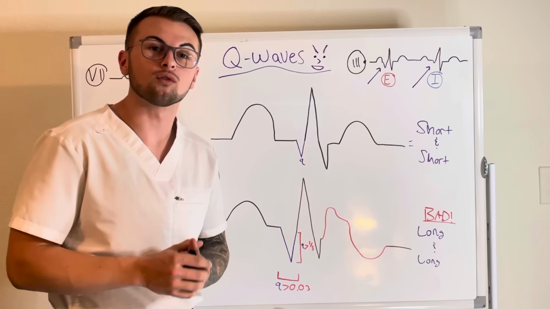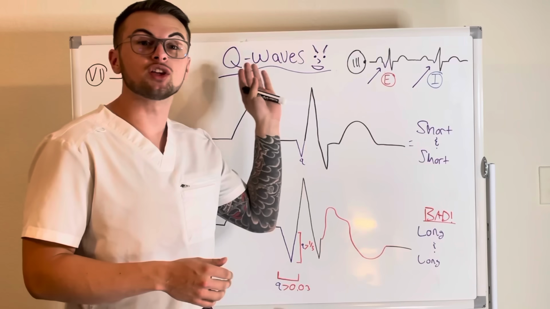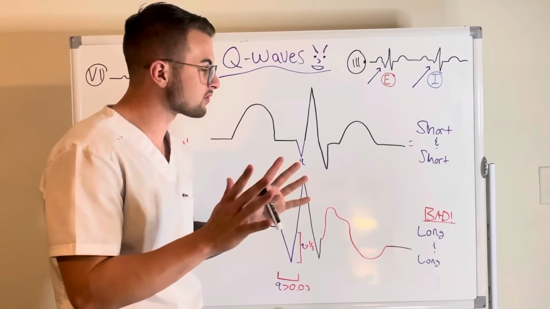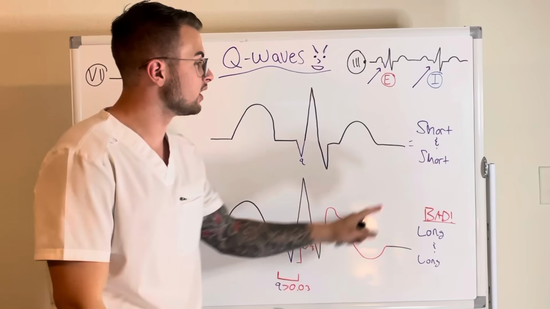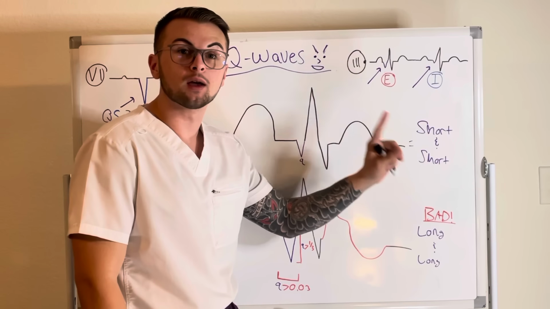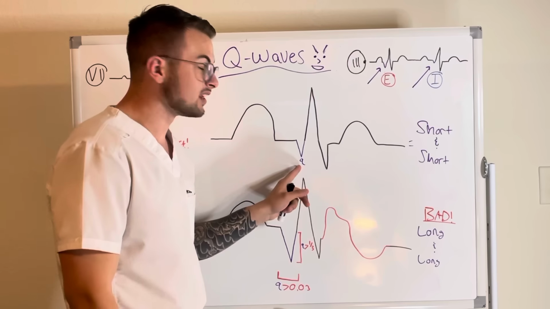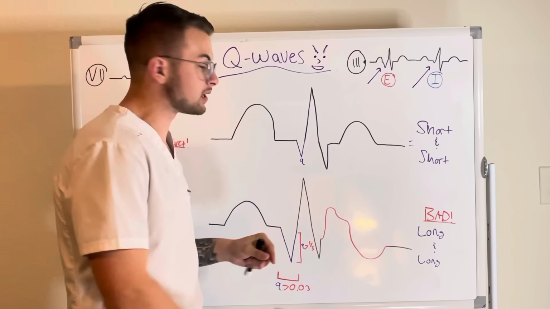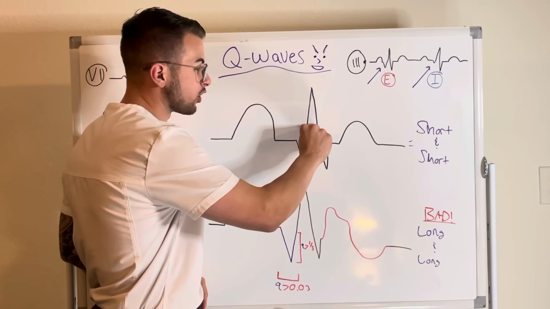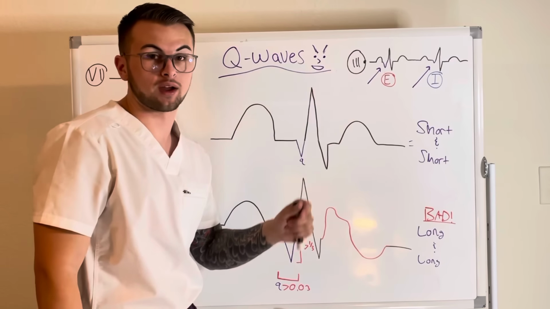Today we're going to go over the significance of the Q wave. What we have to know right off the bat, and it is good to memorize, is that a good Q wave is short and short, meaning that it should be less than 0.03 seconds in duration, and it should be less than 1/3 the height of our R wave.